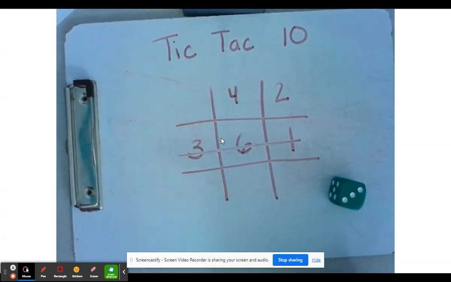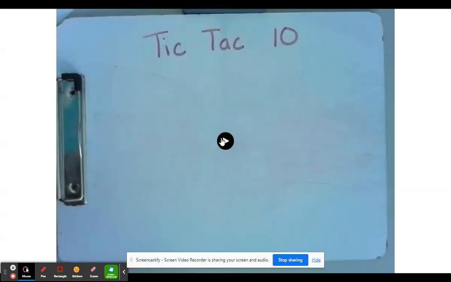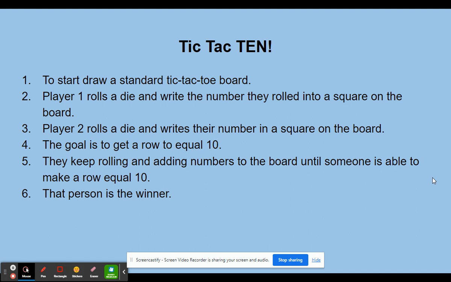That's a quick, easy game you can play to work on adding numbers less than 10 and different numbers that you can add together to make 10. And here are the directions for that game.